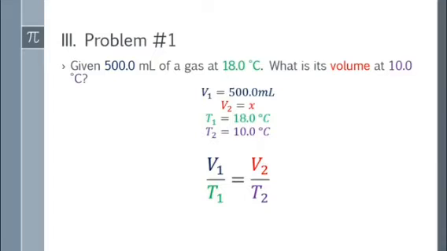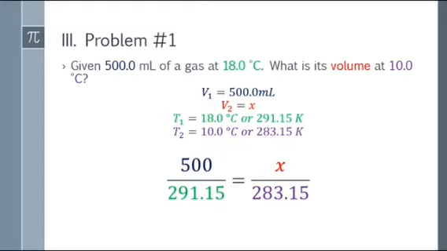Ngayon, lagyan natin yung formula. So, we have V1 over T1 is equal to V2 over T2. And let's substitute yung sa formula. So we have 500 over 291.15 is equal to X over 283.15. Okay, sir, saan galing yung 291.15 at 283.15? Remember, ang given mo ay naka-Celsius. Kapag magsasolve ka dito, dapat naka-Kelvin muna. Okay? So, kaya siya naging 291.15 and 283.15.